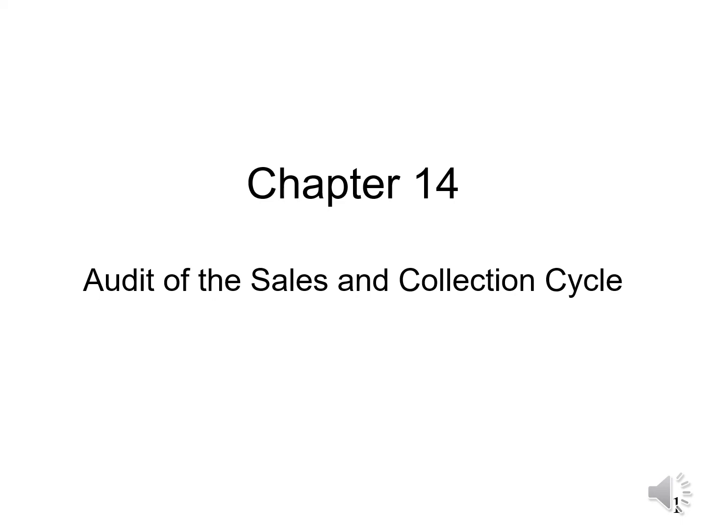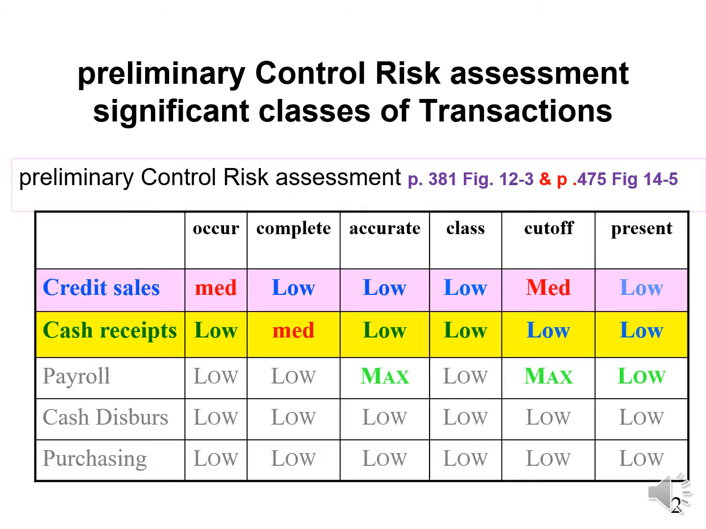Good afternoon. Today we're going to pick up where we left off in chapter 14. This table is a couple things, but we're talking about the sales and collection transaction cycle comprised of two significant classes of transactions: credit sales, pink; cash receipts, yellow.